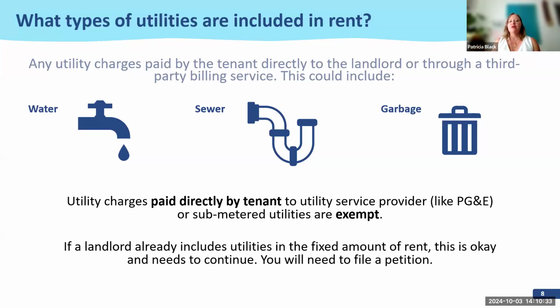So again, utility charges paid directly by the tenant for their exact usage to a utility service provider like PG&E that are submetered are exempt from this incorporation into rent. And if you are a property owner who already includes utilities in the fixed amount of rent, that's okay. That is great. That is exactly what you're supposed to be doing under this law.